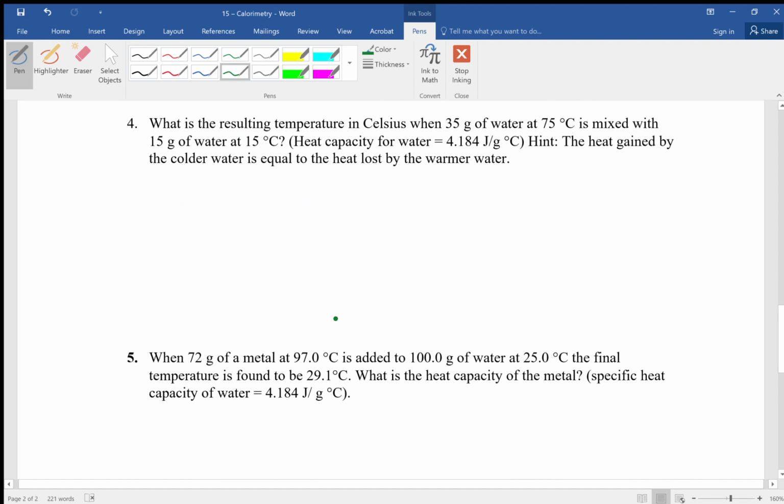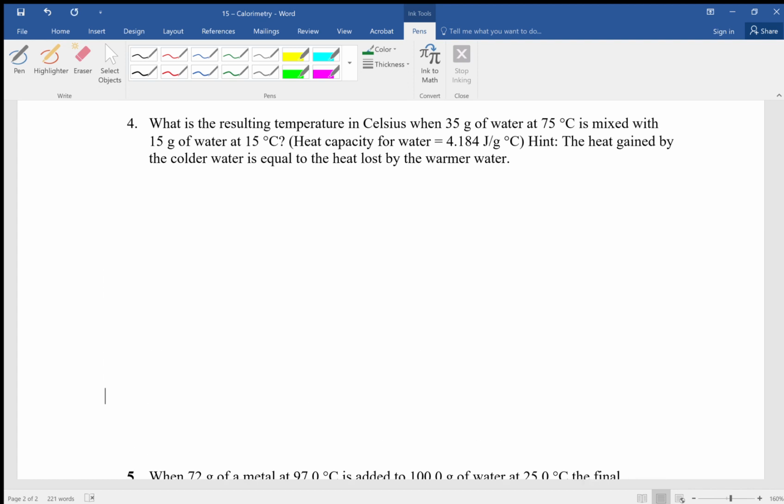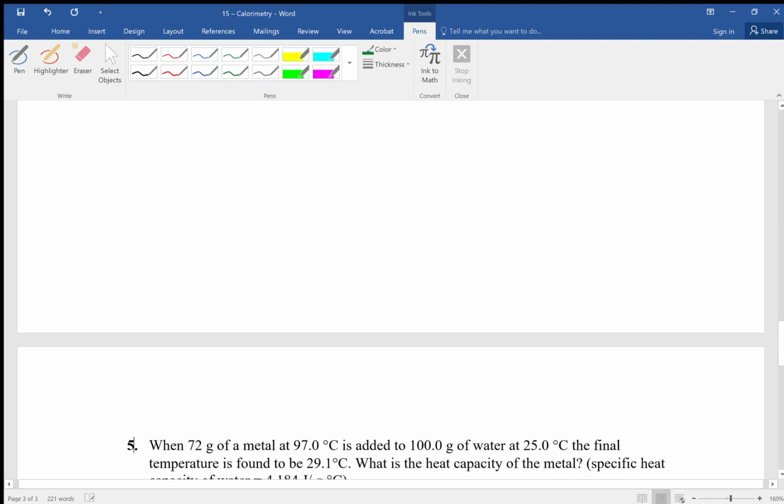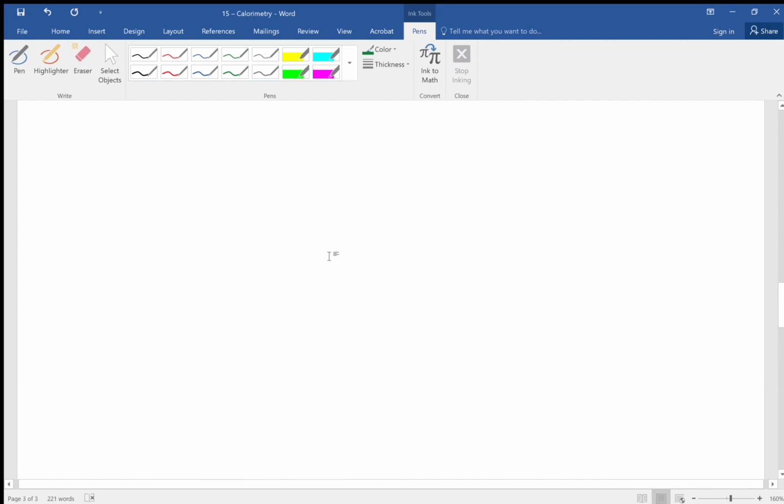So in question 4, what we're saying is that we mixed two solutions of water, or two samples of water. One of them is at 75 degrees, one of them is at 15 degrees. And we want to know what's going to happen to the temperature here. What will the final temperature of this be when we mix these two?